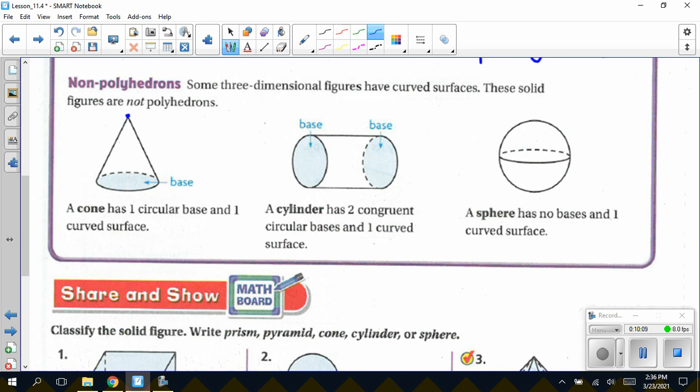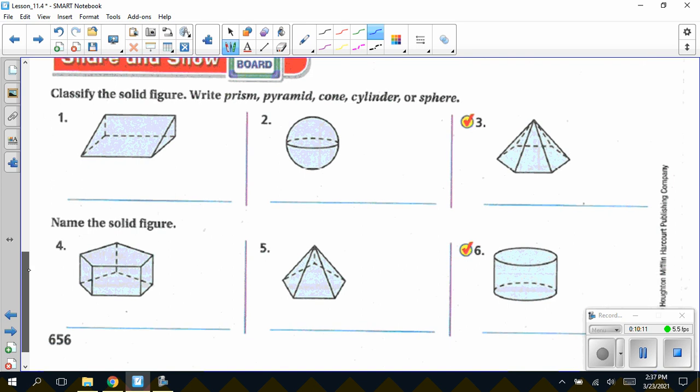So for the share and show, numbers 1 through 3, they just want to identify if it's a prism, pyramid, cone, cylinder, or sphere. I don't have to have the full name of it. I just need to know what type of solid figure it is. So notice for number 1, I have 2 bases that are connected by 3 lateral faces. Because there are 2 bases, it is a prism. If you wanted to go into it even more, you would say it would be a triangular prism.